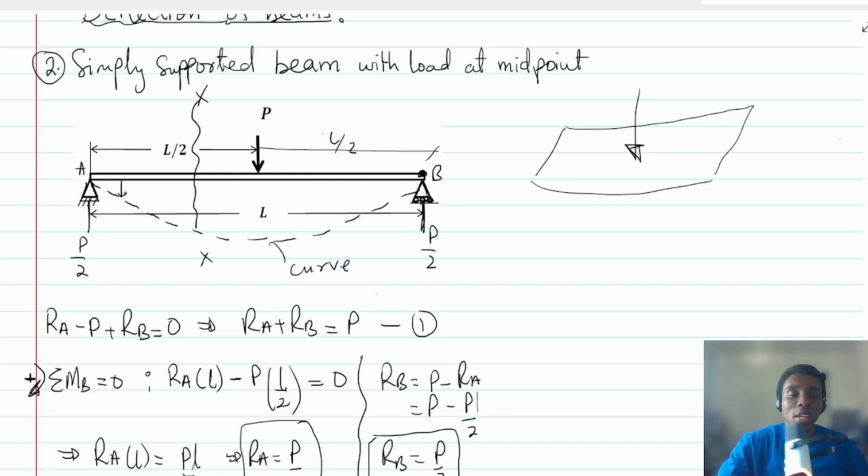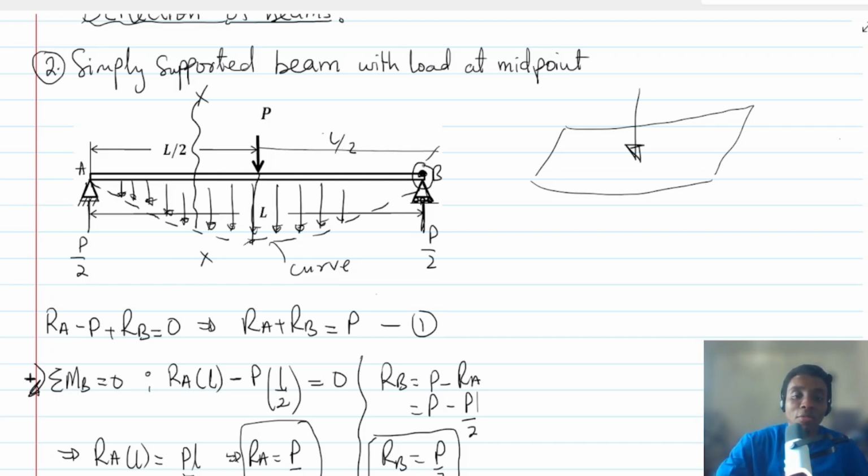What this means is that all of these are actually deflections. But the maximum deflection that is going to occur will occur exactly at the center. But let's look at something interesting here.